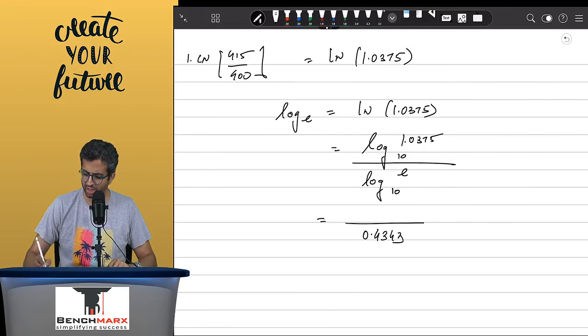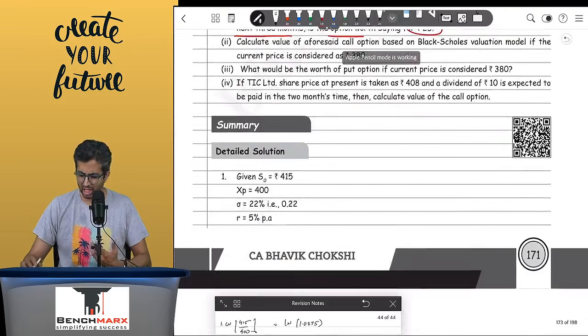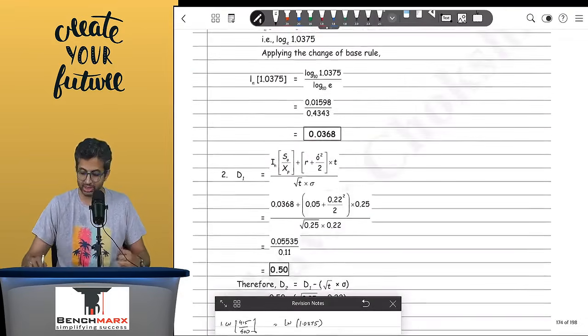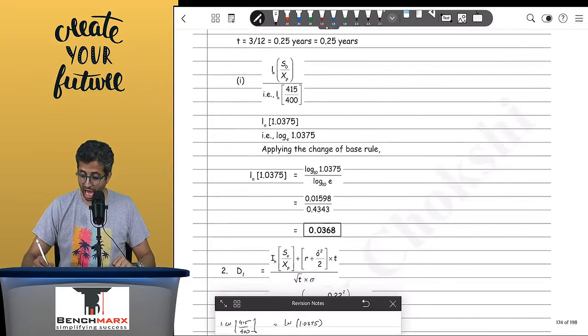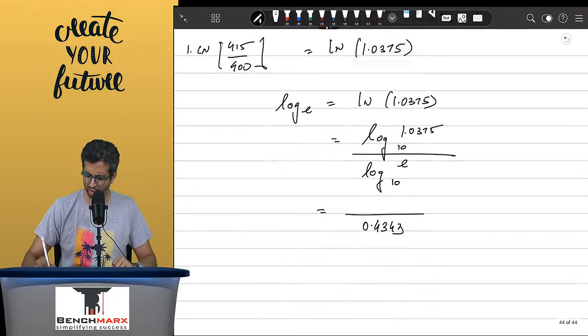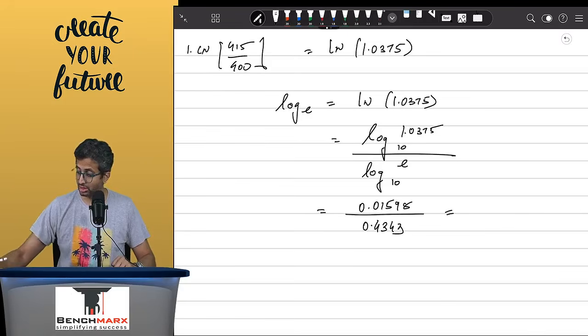Again, you can do the working and find 0.4343. Otherwise, you can even remember this number: e is 2.71828, log of e is 0.4343, and you will get this as 0.01598, maybe plus or minus a certain degree of rounding off. The thing you have to resist here is the temptation to take the anti-log.